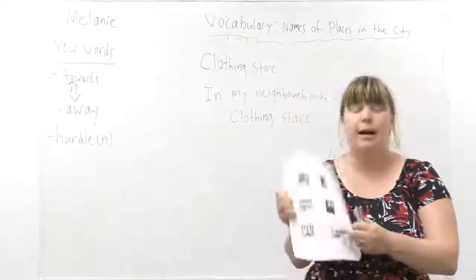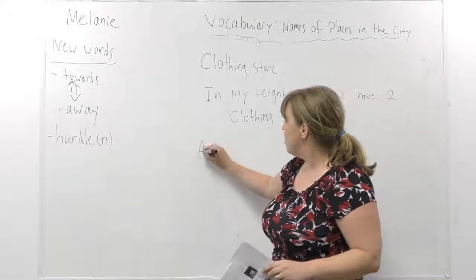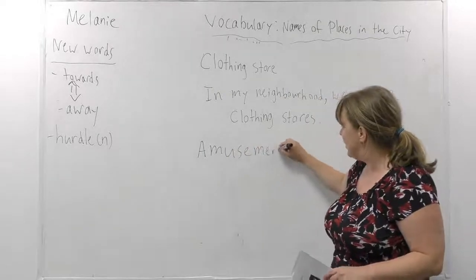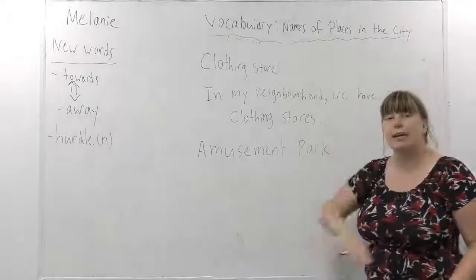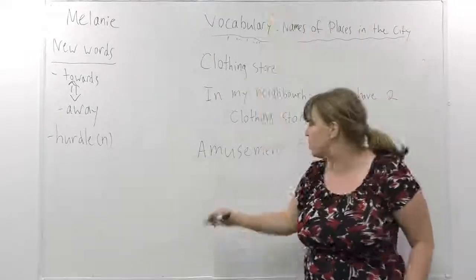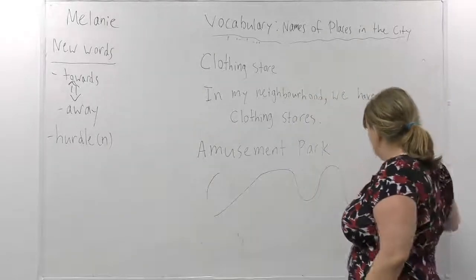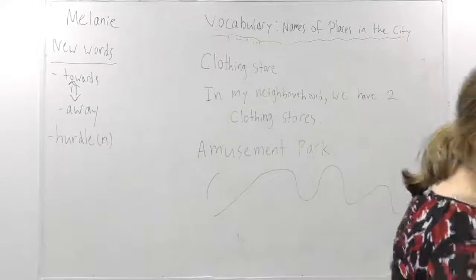And okay, we're almost at the end. We're getting close. Amusement park. This is a good one. Most people don't have this in their neighborhood, I think. This is rare. Amusement park. So this is where you go to like have fun on the roller coasters. So, woo, woo. And maybe, okay, this pen is dead. Let's get a new one.